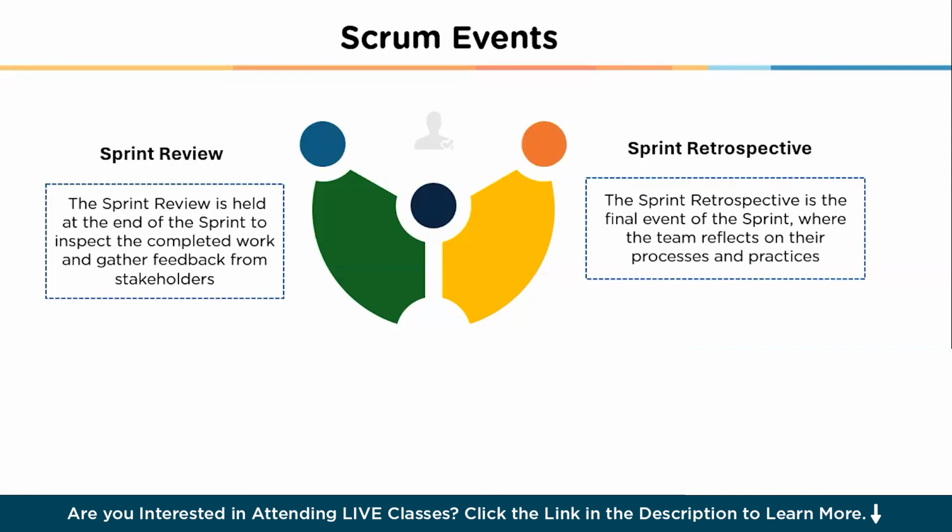And finally, we have the sprint retrospective. The sprint retrospective is the final event of the sprint, where the team reflects on their processes and practices. The goal is to identify what went well, what could be improved, and how to enhance their performance in future sprints. The team discusses these insights and creates action items to address any issues.